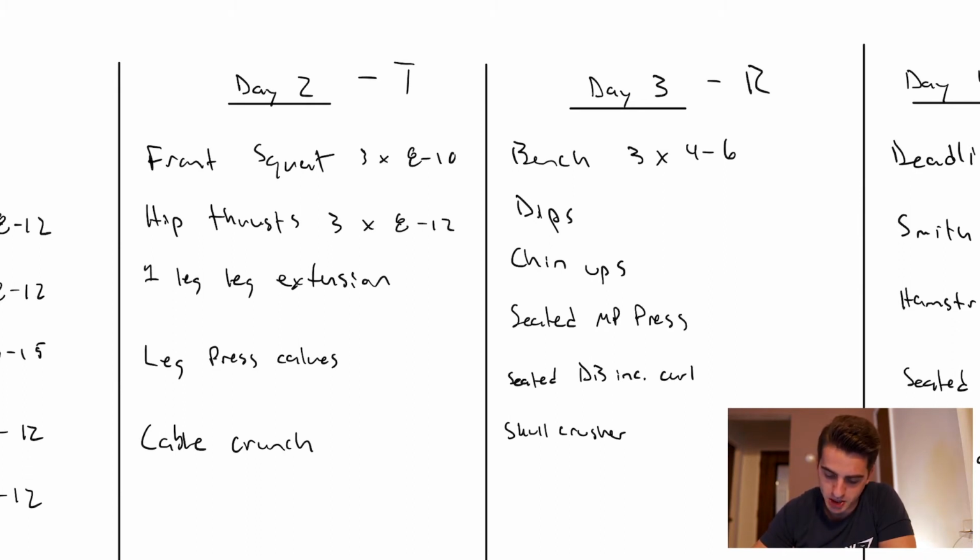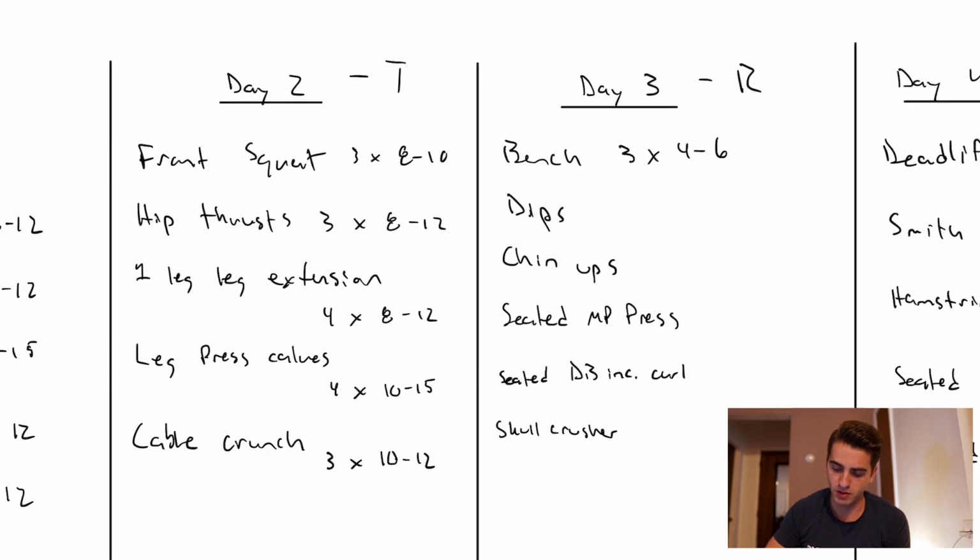Leg extension, I think I'm going to do that as 4. Leg extension, we'll do 4 by 8 to 12 for that as well. Leg press calves, we'll hit 4 sets, and then let's do 3 sets of cable crunches because we're going to be getting some ab activation from the front squat itself. So leg press calves, maybe we can go 10 to 15 range. Just feel that out. And then cable crunch, we'll say 10 to 12 on that.